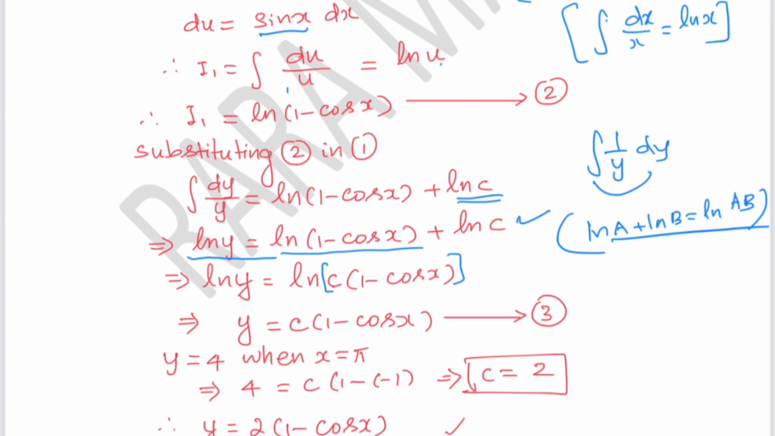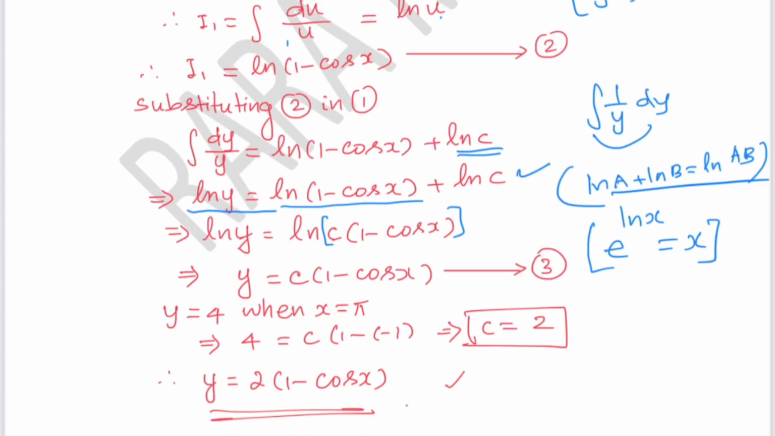And taking exponentiation on both sides and applying the result, e to the power natural logarithm of x is x, because exponentiation and natural logarithm are reciprocal functions of each other. So you get y is equal to c times 1 minus cos x. And to get the value of c, you can use the given condition that y equals 4 when x is equal to pi. So use that here, we get c is equal to 2. Therefore the equation of the curve is y is equal to 2 times 1 minus cos x.